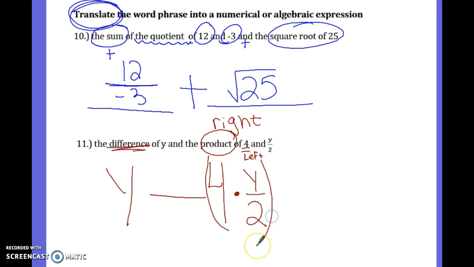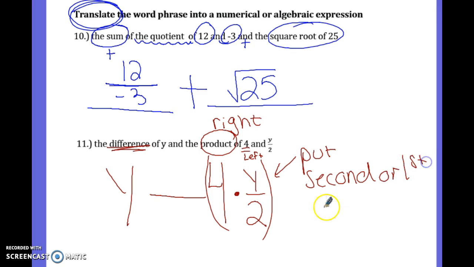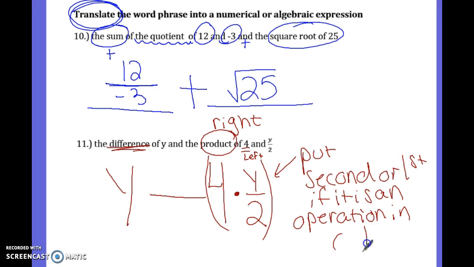If you have two operations, I like to put them in parentheses so that you know that you're subtracting that whole thing. So put the first operation in parentheses. Up here, that would have been nice in parentheses as well.